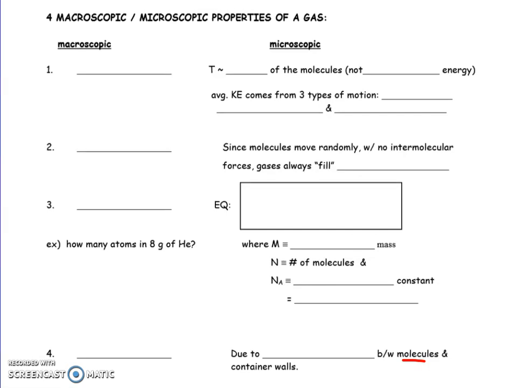So let's start with ones we're familiar with. One is temperature. So it makes sense to talk about the temperature of a gas. A very, very important property. So what is the temperature of a gas? Well, it's proportional to the average kinetic energy of the molecules, not the internal energy.